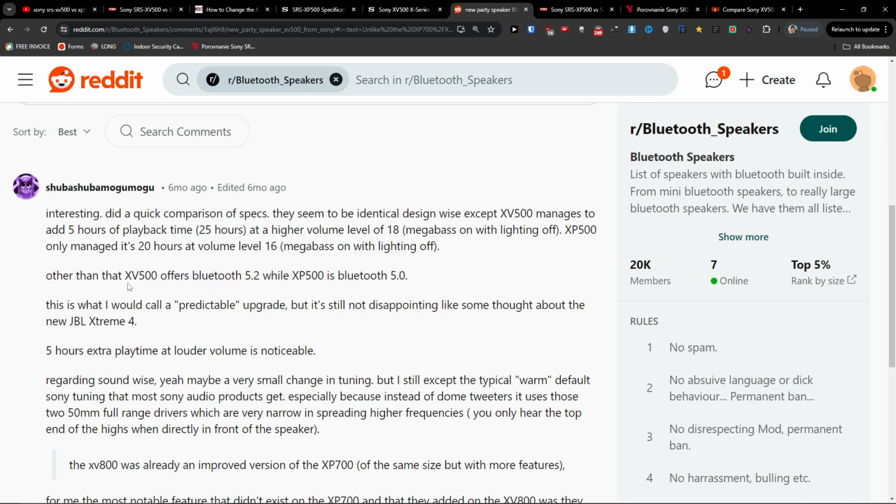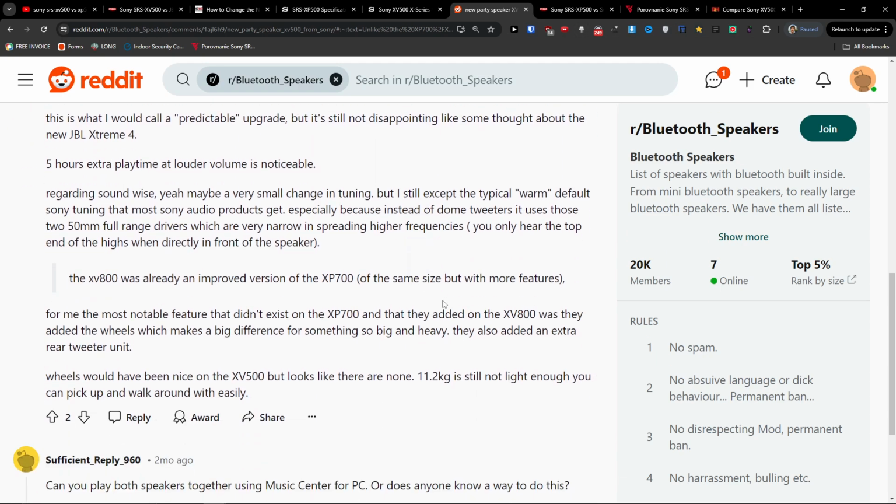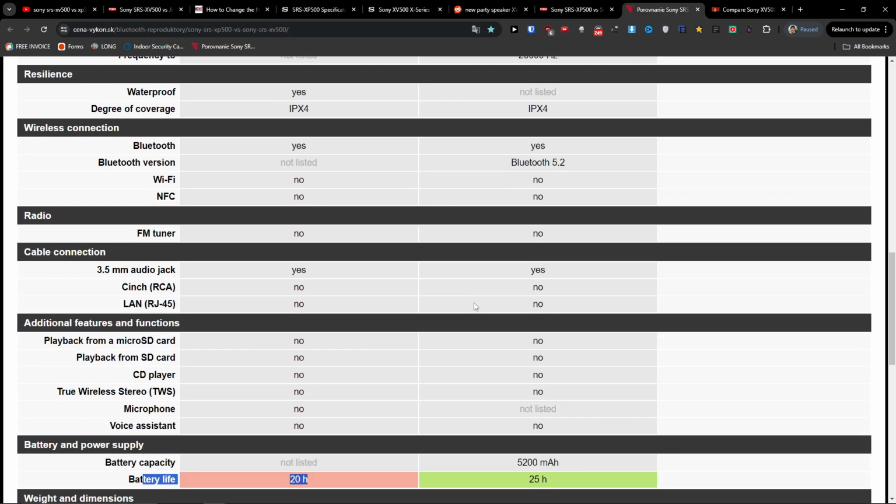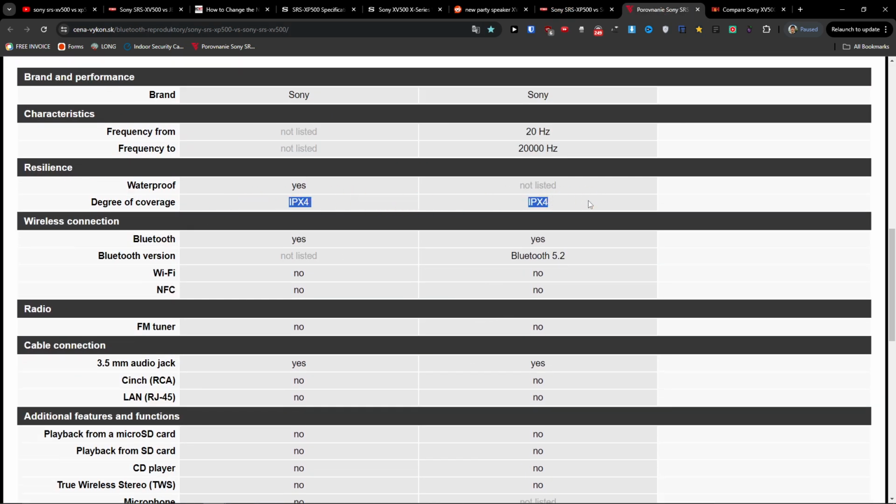So then XV500 got Bluetooth 5.2, but the XP got Bluetooth 5.0. So this is something like the biggest difference between these two that I found that I wanted to share with you. They both got the same IPX4, and that's pretty much it.